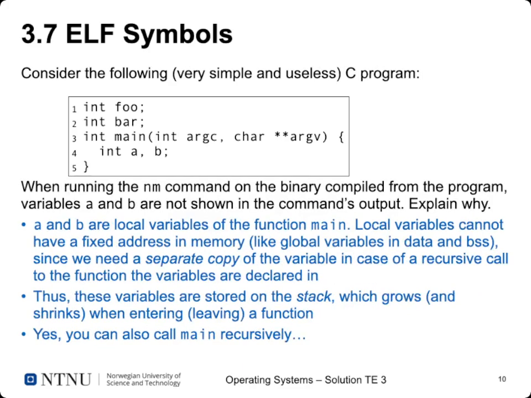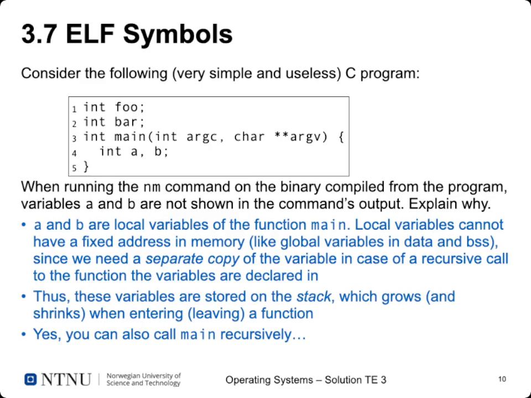And the second question in this task was, when I run the nm command on the compiled binary that results from compiling this program, we cannot see variables a and b in the command output. And the question is why. Now, these are local variables in contrast to global variables. So local variables are put on the stack. They cannot have a fixed address in memory, because we are allowed to call each C function recursively. And this includes main. Though everyone might think that main is a very special function, it's not very special in this respect. You could call main recursively. It doesn't make much sense in most cases, but you could do it.